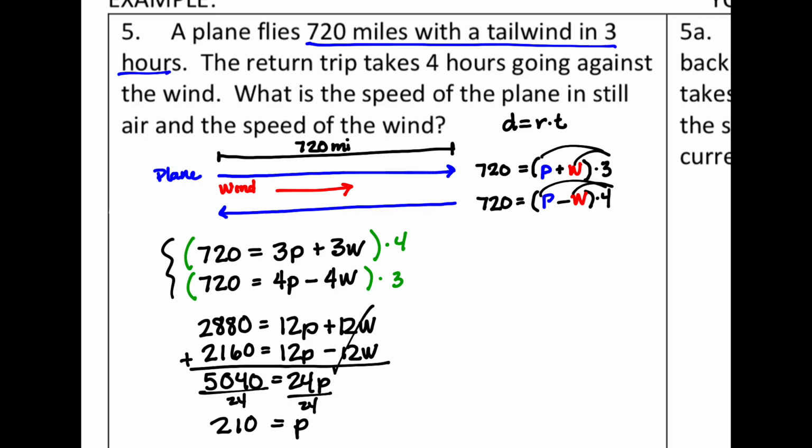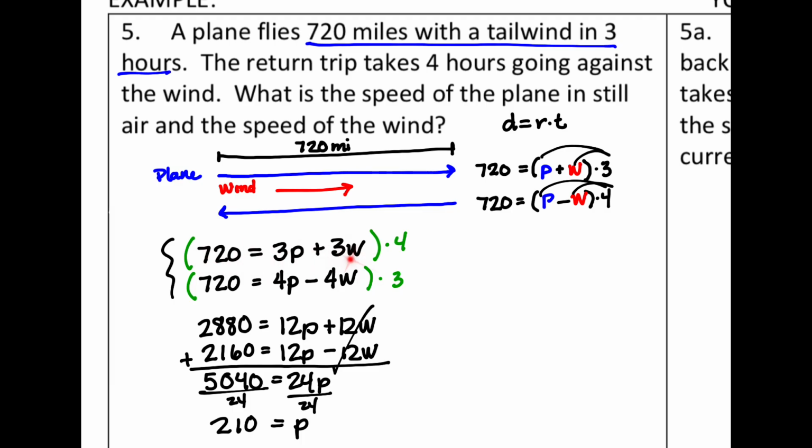Okay, so the plane, I'm trying to figure out where to write the answer. I'll do that here in just a second. Okay, let me now go back, plug in P into one of the equations with one of the variables, or with both of the variables, and solve for W.